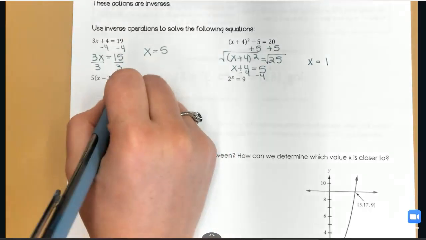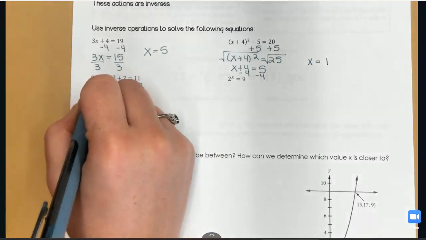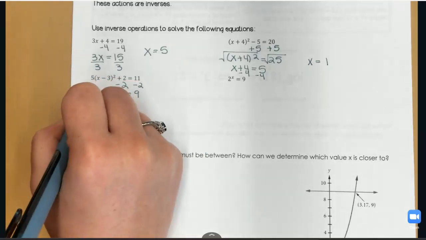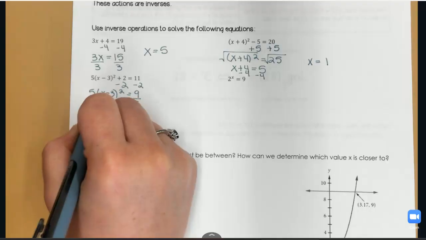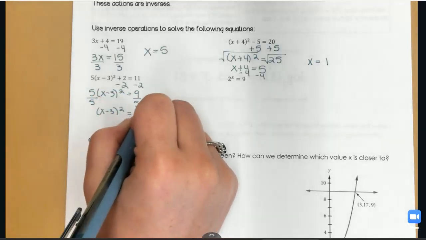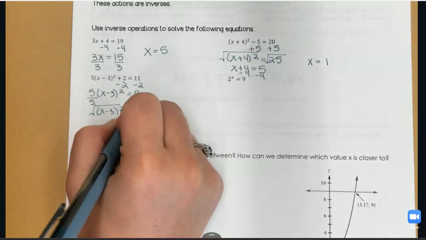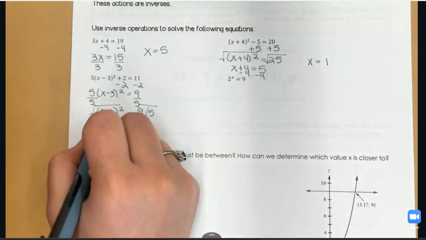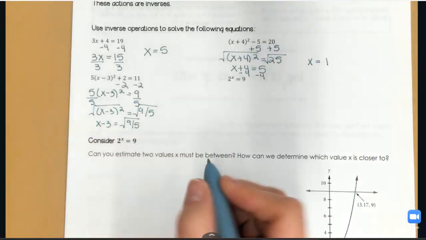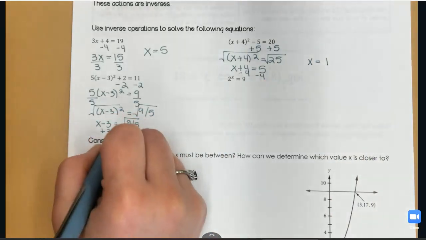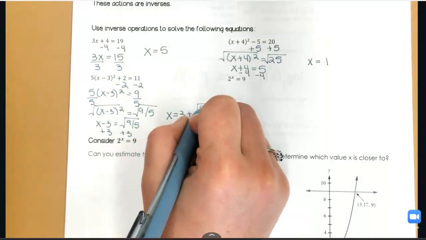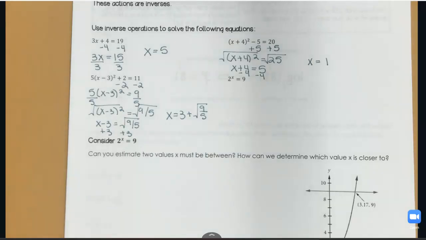On another one, I'm going to subtract 2 because that's the inverse of adding 2. Then I can divide by 5 because that's the inverse of multiplying by 5. And then I need to square root both sides because that's the inverse of squaring a term. And this one is not a perfect square like our previous one was, but the last thing I'm going to do is add 3. And x is 3 plus whatever the square root of 9/5 is.